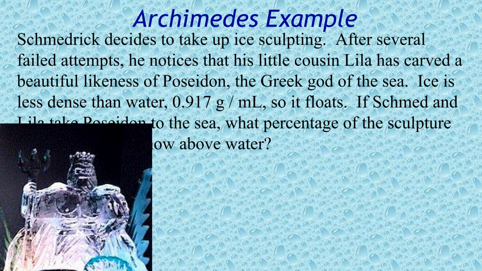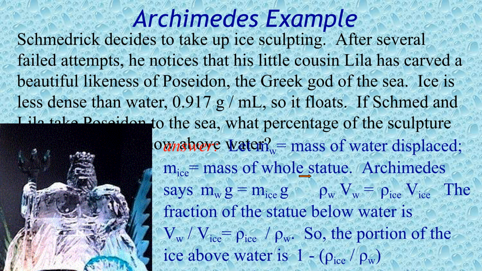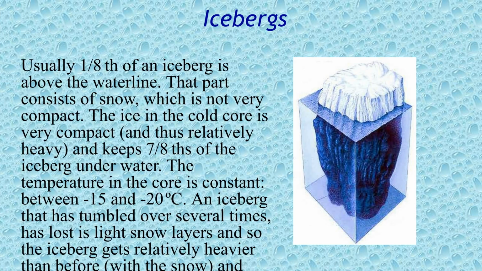The ice sculpture of Poseidon floats because ice is less dense than water. The fraction of the statue submerged is equal to the ratio of ice density to water density. For this sculpture, 8.3% of the volume will be above the water. Only about 1/8 of an iceberg is typically above the waterline. The compacted ice in the core is denser, keeping most of the iceberg submerged. If the less dense snow layers are lost, a smaller fraction of the iceberg will appear above the surface.